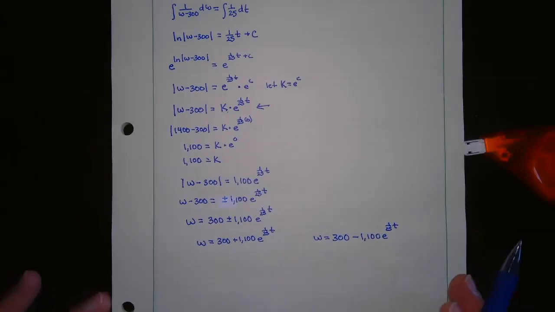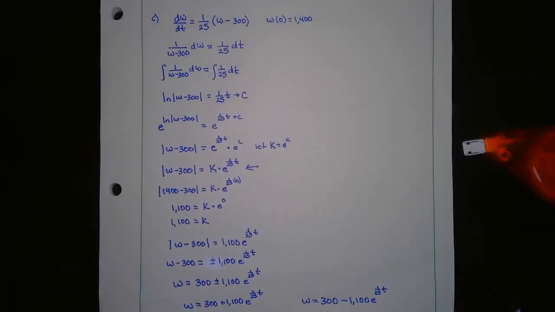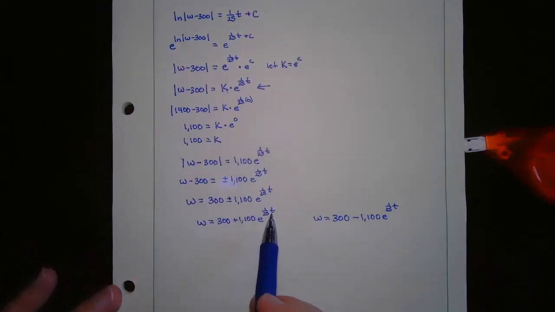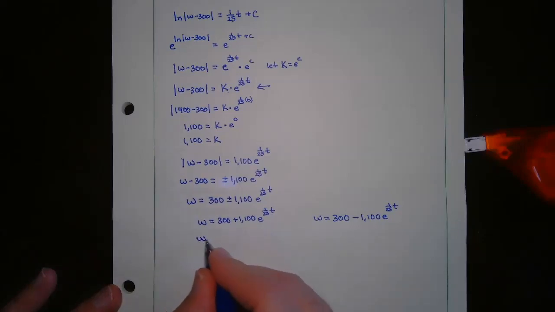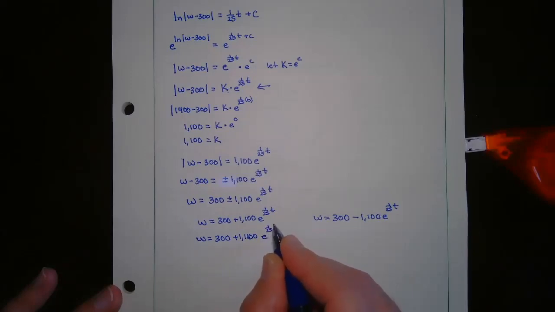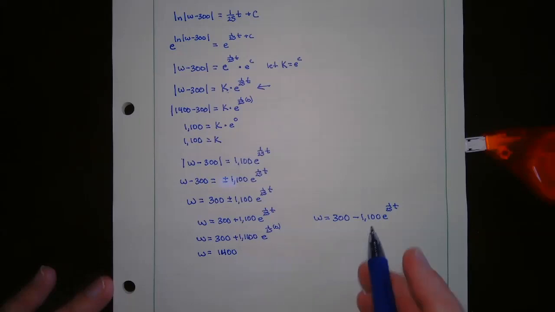Well, what do we know? From our very first part, we know that if we put 0 into W, we're supposed to get 1400 out. Okay, so what happens when I put 0 in for t here? So that would be W is equal to 300 plus 1100 e to the 1 over 25 times 0. Well, this would be 0. That'd be e to the 0, and e to the 0 would be 1, and that'd be 1100. So this would give us W is equal to 1400. Now over here, it won't.